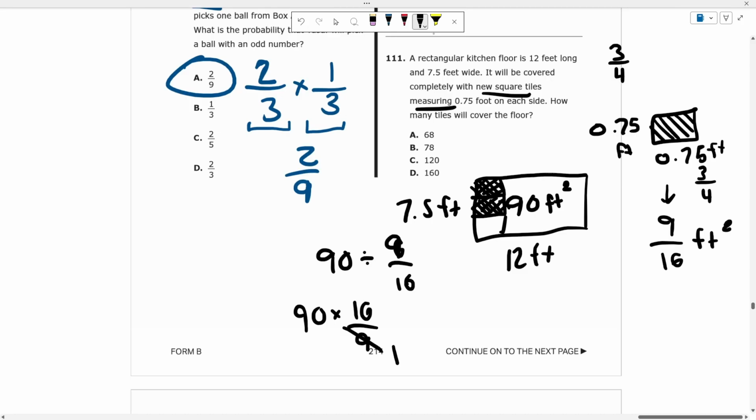This 9 turns into a 1. This 90 cancels out into a 10. So you're left with 10 times 16, which is choice D, 160.